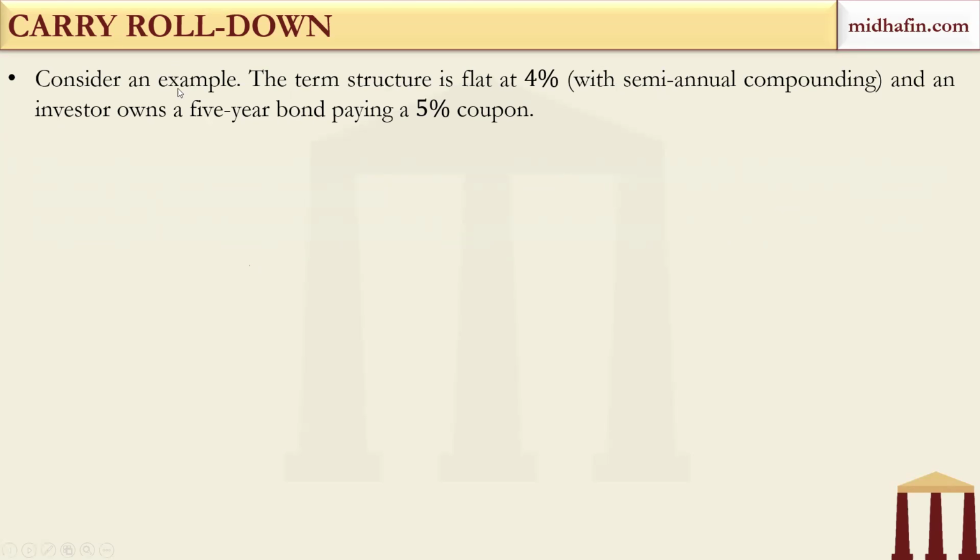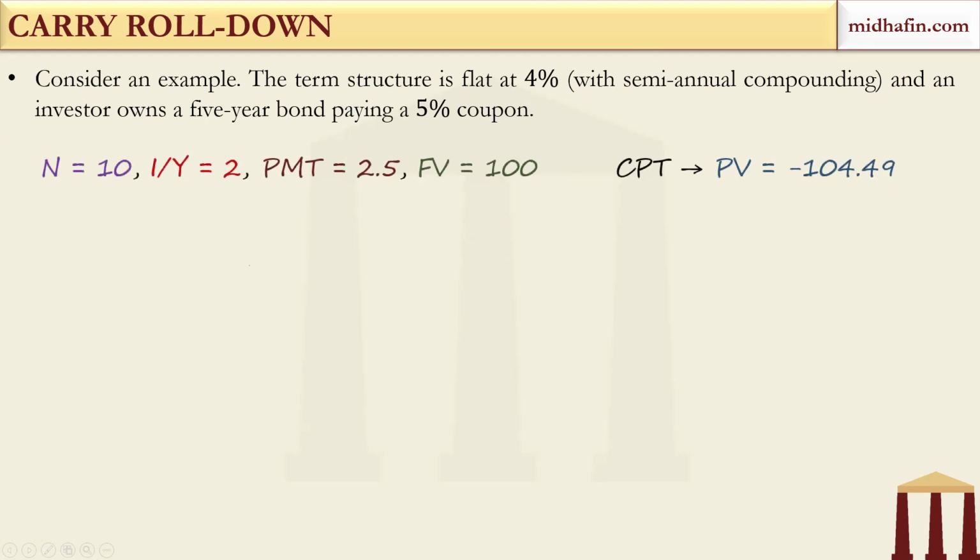Okay, so let's take an example, and let's say for the time being that the term structure is flat at 4%. Okay, and an investor owns a 5-year bond paying a 5% coupon. You find the present value, it turns out to be 104.49. Okay, these are the TVM buttons that you have to enter, and you get the present value as 104.49.